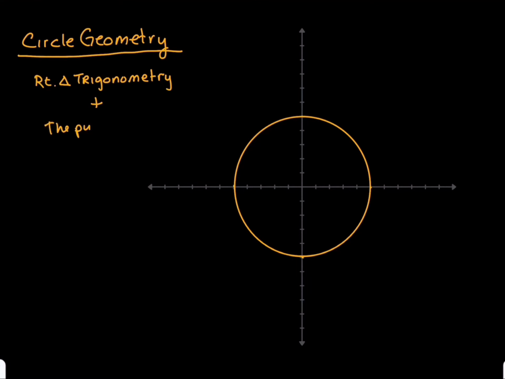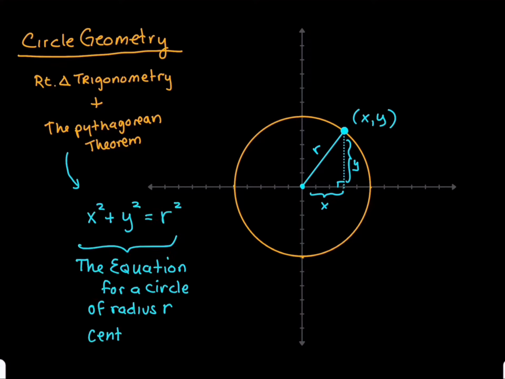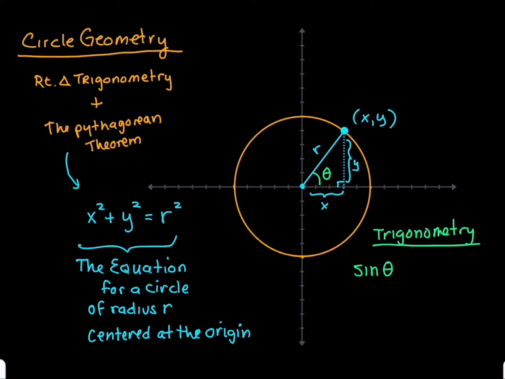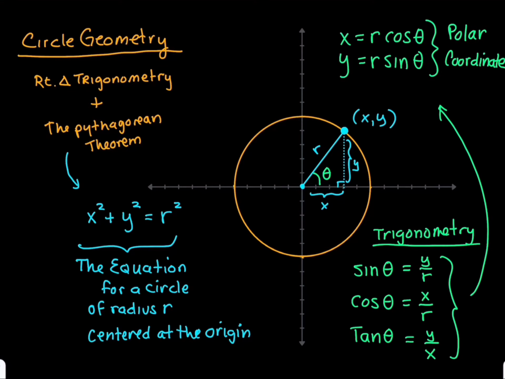When we combine right triangle trigonometry and the Pythagorean theorem, we get circle geometry. So describing a point on the circle, x squared plus y squared equals the radius squared, the equation of a circle. It's really the Pythagorean theorem at work. If we apply the trigonometry to the right triangle embedded in this circle, we can then define coordinates x and y in terms of sine and cosine. This is sometimes referred to as polar coordinates.